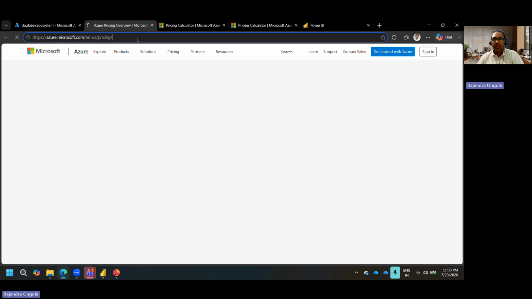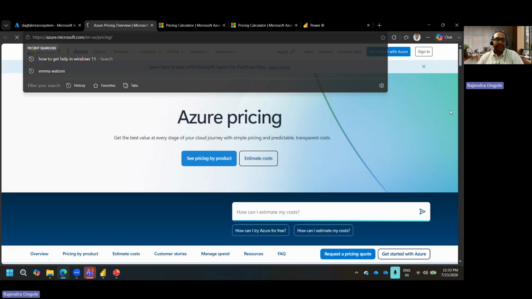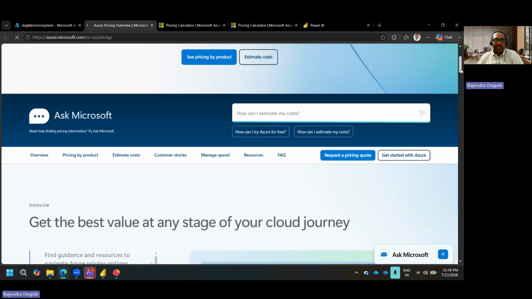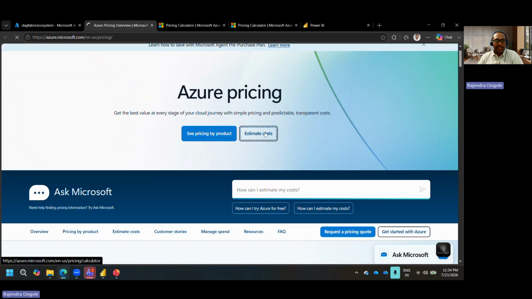I'm also going to provide this link in the description box. See here, this is our front end view. If you go a little down, you can see the estimate price. Click on this estimate price.